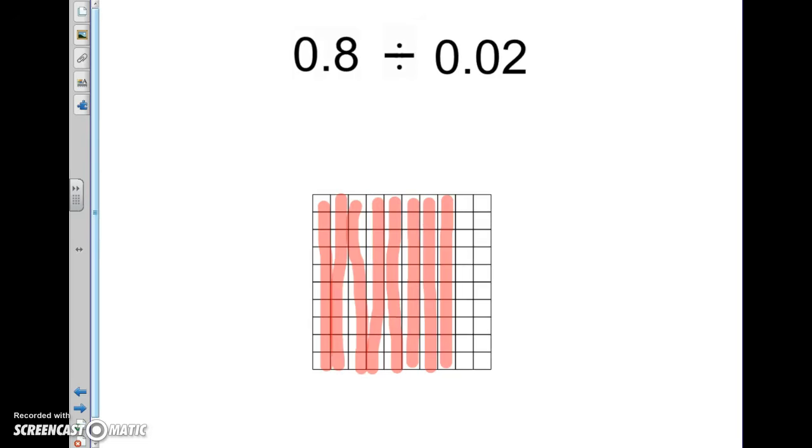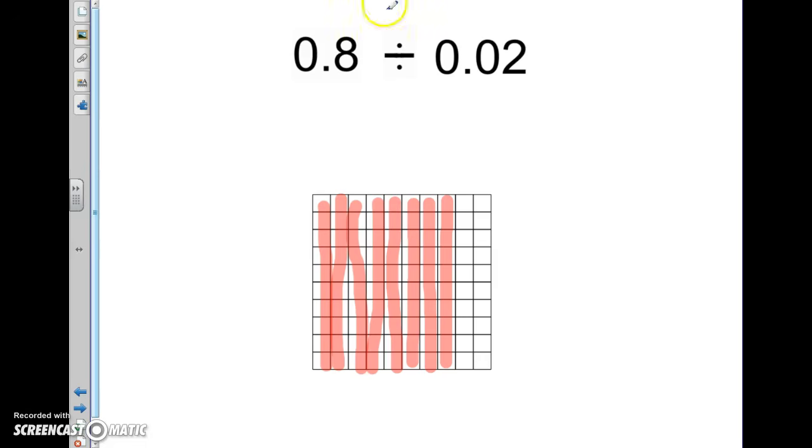Now, we're going to look at another similar problem, but it's a little bit different. So we'll see if maybe there's a connection between these two equations. So this one, we're looking at 8/10, so the same dividend, but now the divisor has changed, and instead of dividing by 2/10, we're dividing by 2/100.